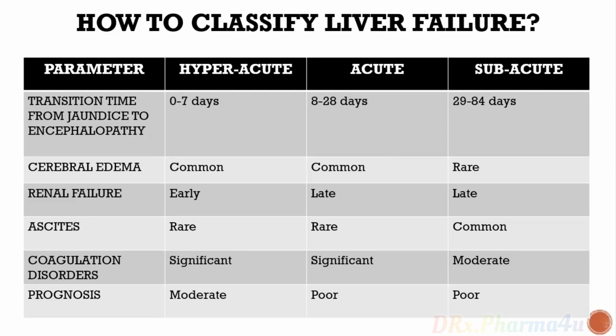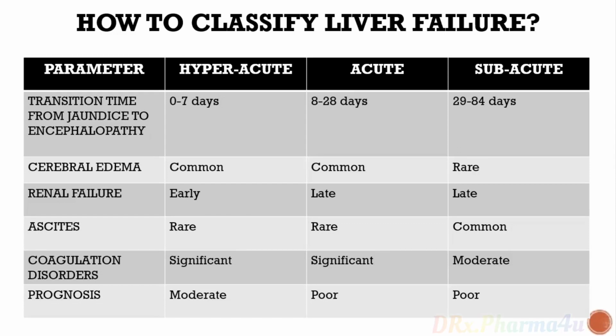Coagulation disorders, that is clotting problems. So usually in liver disorders, bleeding problems occur. It is also known as coagulopathy. So that is very significant in hyperacute and acute because definitely these are severe conditions. But in subacute, it is moderate. So you must understand that hyperacute occurs the fastest, acute occurs intermediate fast, and subacute is the slowest.